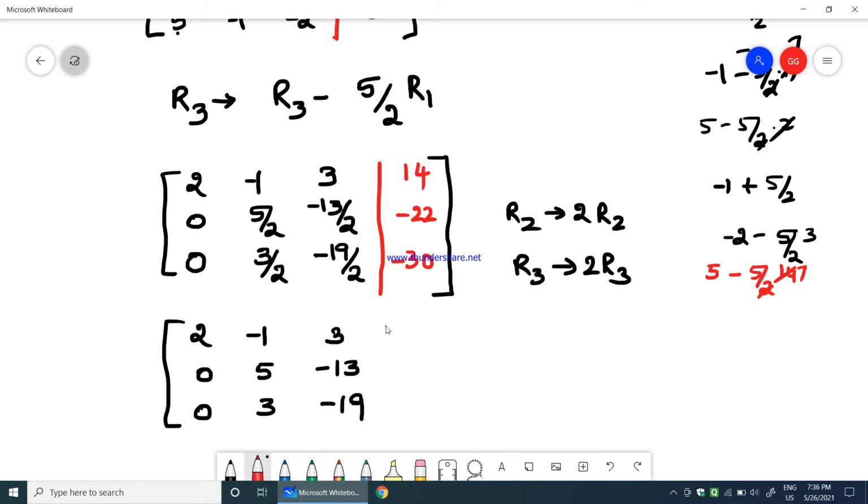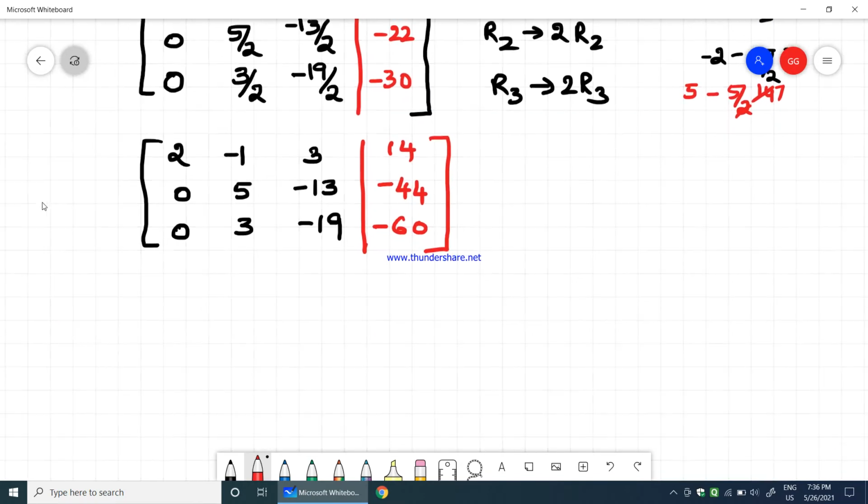And similarly right hand side, 14, minus 22 into 2 is minus 44, minus 30 into 2 is minus 60. So this is what we get. Okay, so this is the matrix that we have got. Now what should we do?